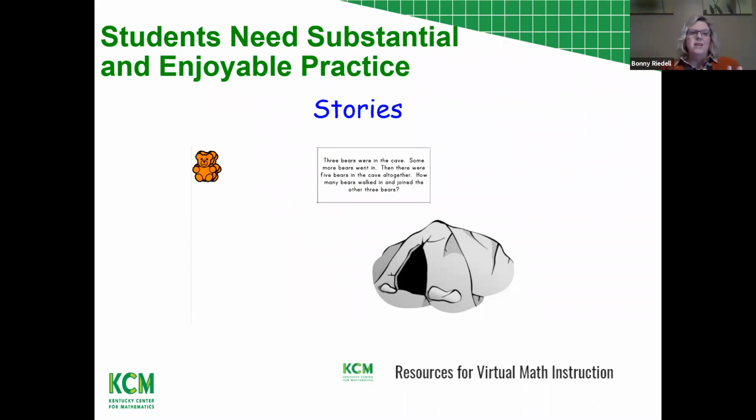And I know that manipulatives are hard to come by right now and hard to clean and keep just for individual students, but we still want students working out those story problems. So this is a great alternative to that.